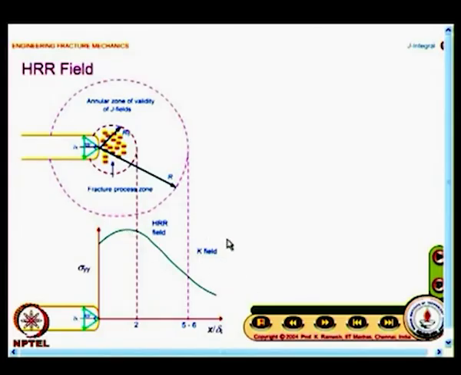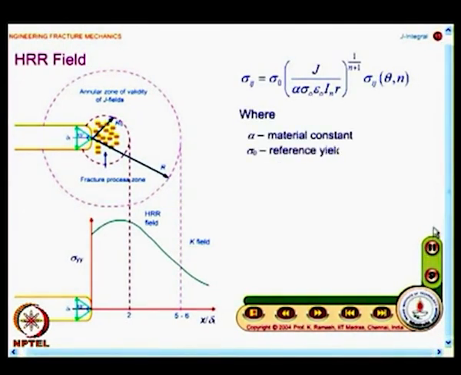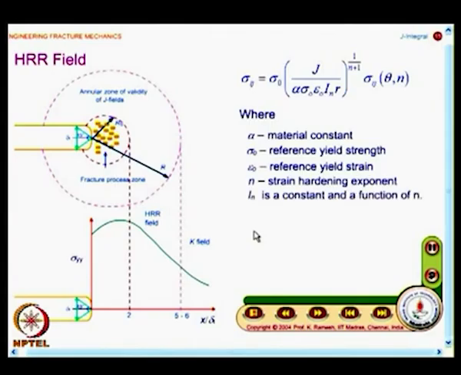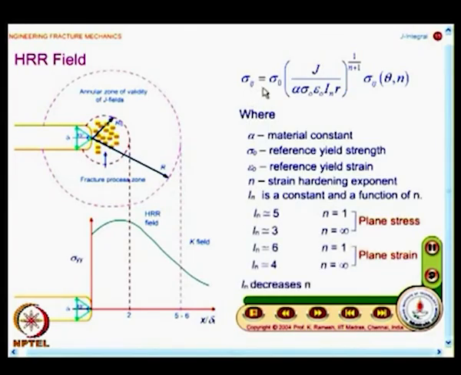What we had seen in the case of LEFM is that the stress field is completely dictated by the value of K. Whatever the strength of the stress field is, it is dictated by the value of K. In similar vein, in elastoplastic fracture mechanics, sigma ij is given as sigma naught multiplied by J by alpha sigma naught epsilon naught I n multiplied by r, whole power 1 by n plus 1, plus a function of theta and strain hardening exponent n, and the strength of this is dictated by the value of J.